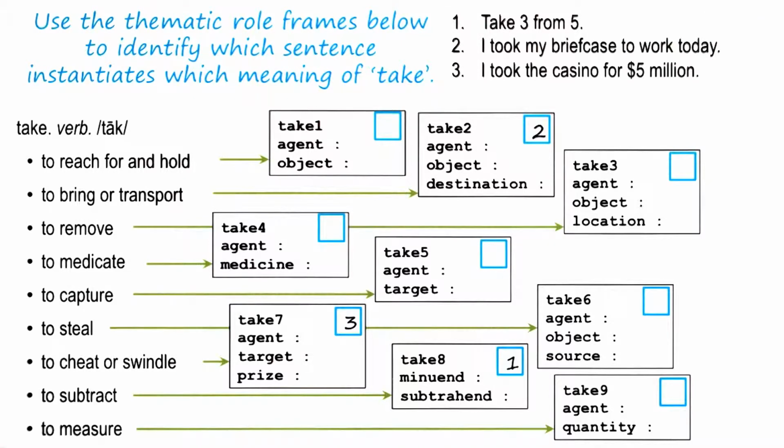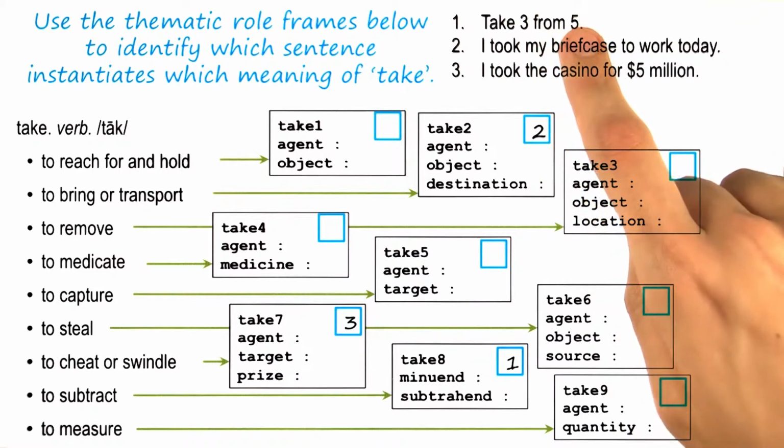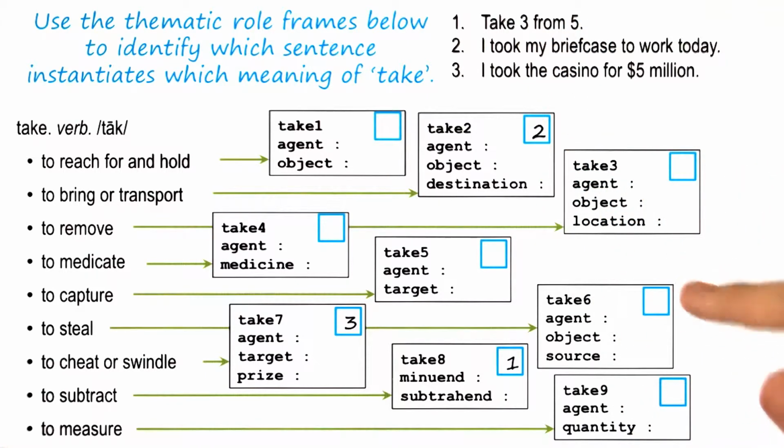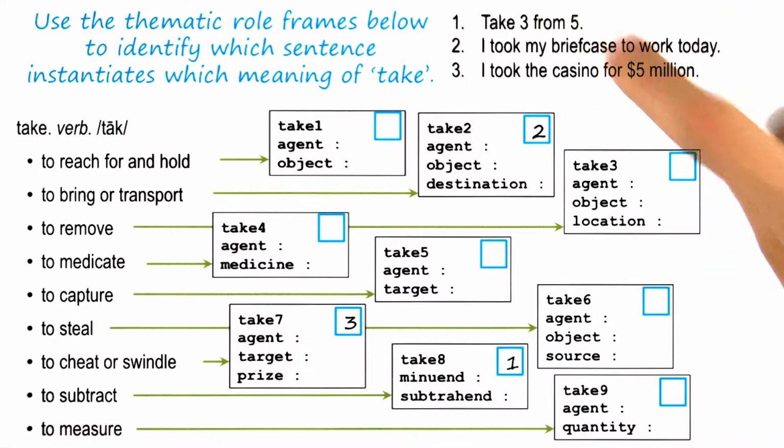What did you decide on, David? So for the first sentence, my background knowledge tells me that the numbers 3 and 5 aren't objects, they aren't destinations, they aren't locations, they aren't targets, they're just numbers. Of all these frames, the only one that's looking for just numbers is the frame to subtract. So I chose take 8 as the meaning for the first sentence.